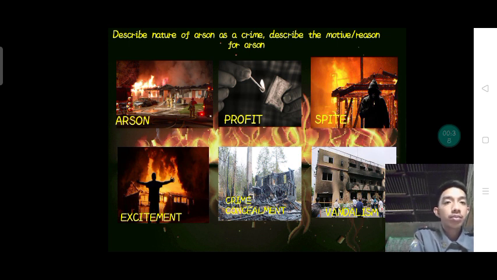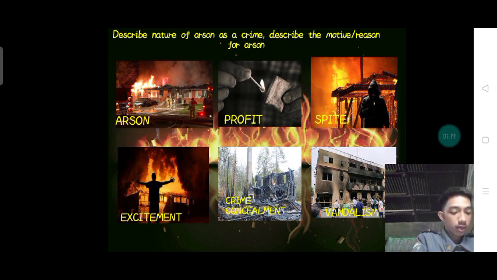So, describe the nature of arson as a crime. Describe the motive and reason for arson. Arson is typically defined as the malicious burning of property. The general definition of arson means that somebody deliberately or intentionally set a fire to a property in order to destroy it with criminal intent. A person who decides to burn dead leaves in the backyard is normally not charged with arson, as it is his or her own property and there is no criminal intent.